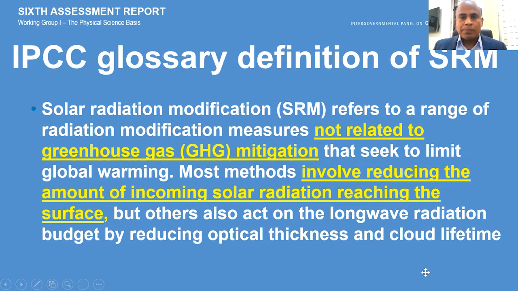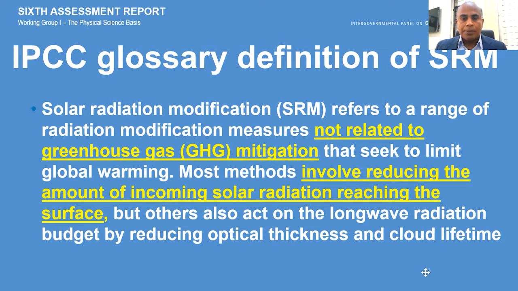There are two key aspects related to SRM that we should remember. One is, SRM is not at all related to greenhouse gas mitigation. So it doesn't involve emission reduction, and it also does not involve carbon dioxide removal. It rather involves reducing the amount of incoming solar radiation reaching the surface. So we'll see the various options, how they do this reduction in incoming solar radiation.